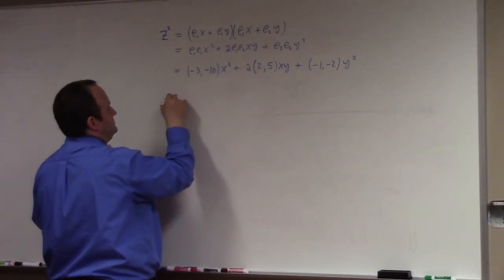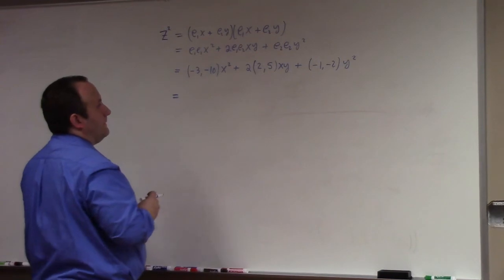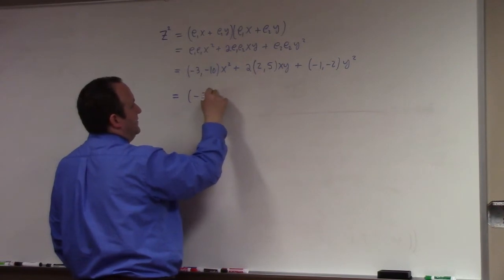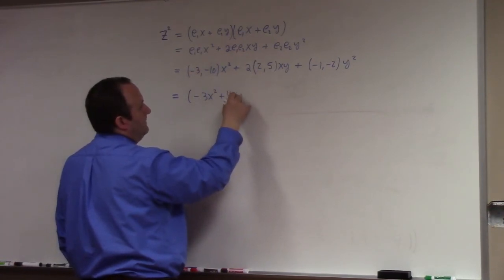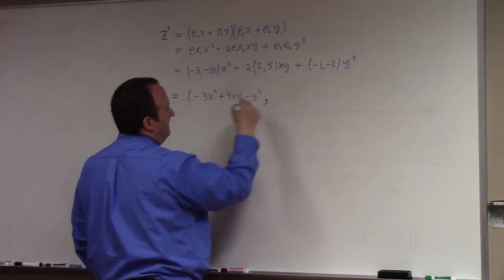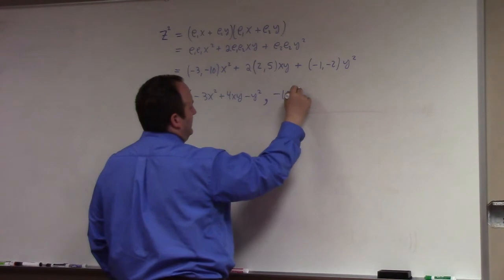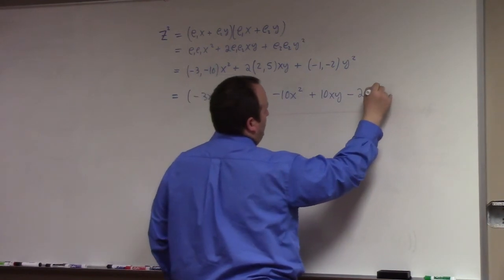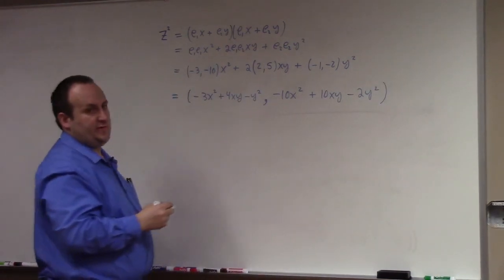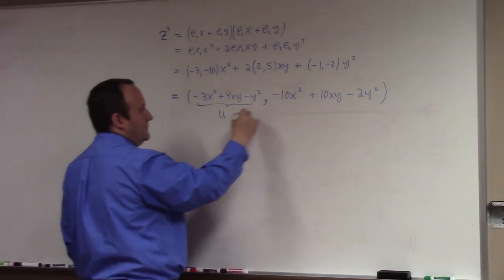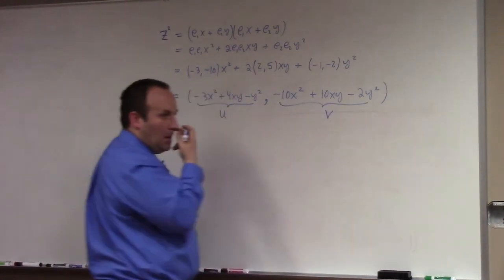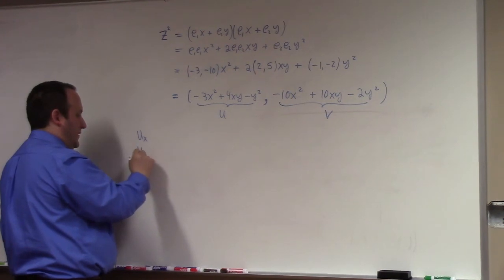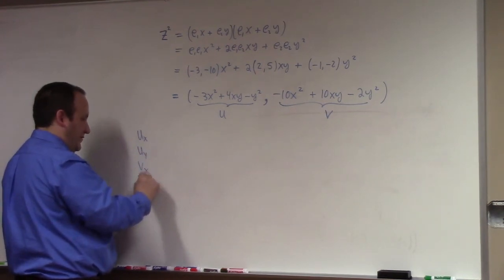What we got? We've got -3x squared plus 4xy minus y squared, and -10x squared plus 10xy minus 2y squared. There's my component functions. There's u. There's v. Now we calculate ux, uy, vx, vy. What do we get?